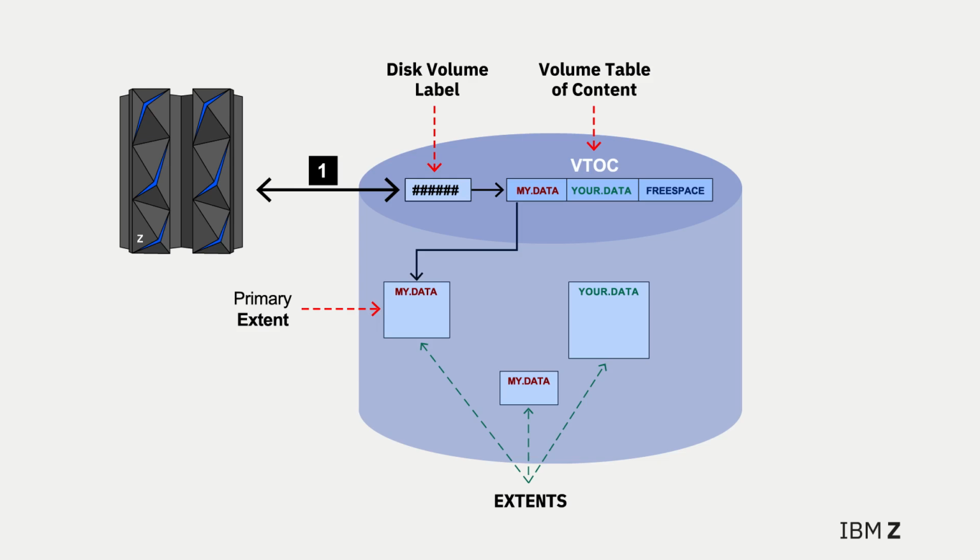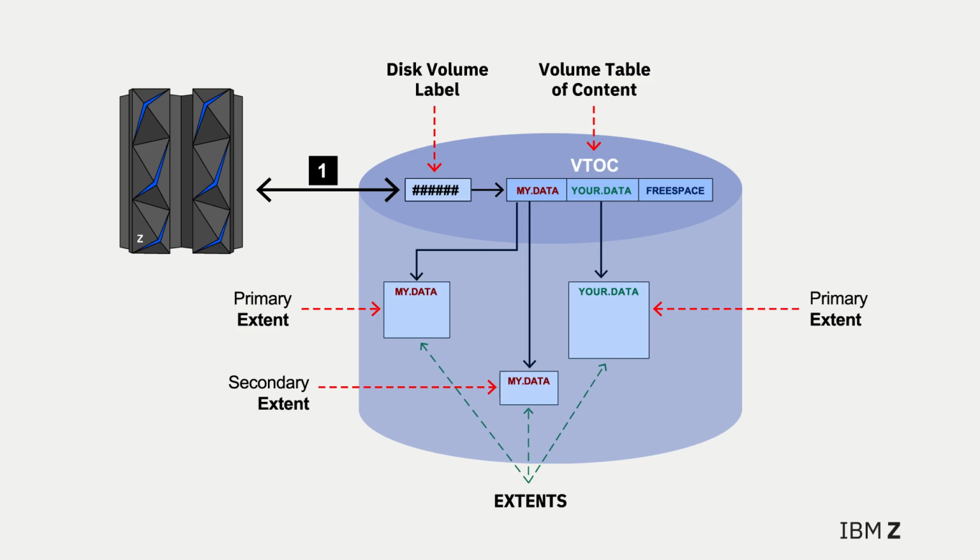All datasets have a primary extent containing data. If the primary extent fills up, then a secondary extent with a different starting and ending location is created to hold more data. The number of secondary extents possible is dependent upon the type of dataset. My.data has one primary and one secondary extent, where your.data has only a primary extent.